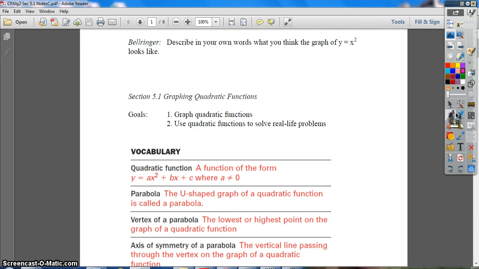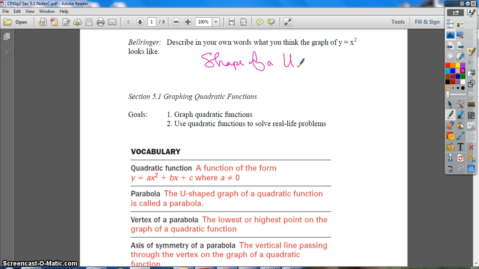This is Chapter 5, 5.1, one of the hardest sections of Chapter 5, dealing all with graphing. So let's get started right away because I'm not sure how much time I'm going to have. Describe in your own words what you think of the graph of y equals x squared, the shape of a U. Anything along those lines, a curve that opens up or down, that should be fine.